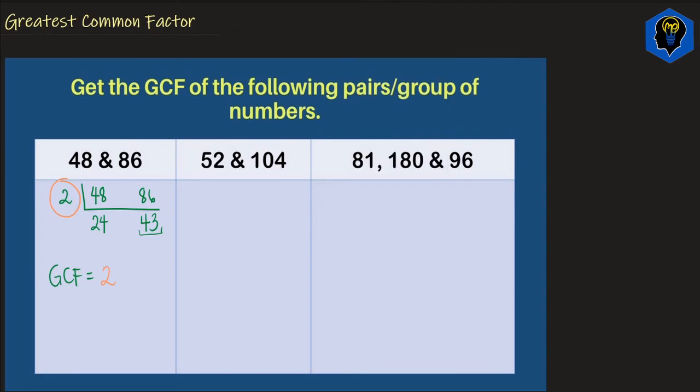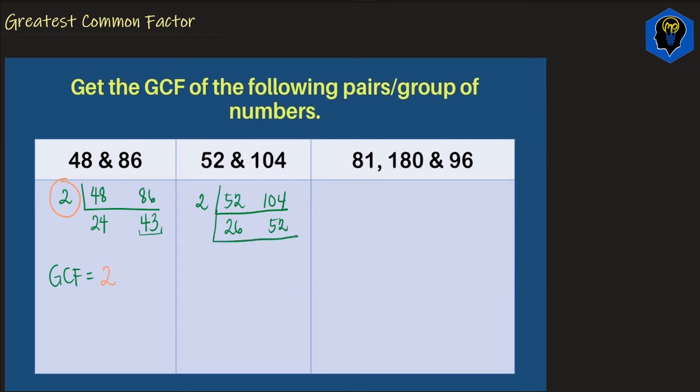Okay, let's proceed to our next given number. Next pair of numbers, we have 52 and 104. So we know that both are divisible by 2 since they are even numbers. So 52 divided by 2 is 26. 104 divided by 2 is 52.